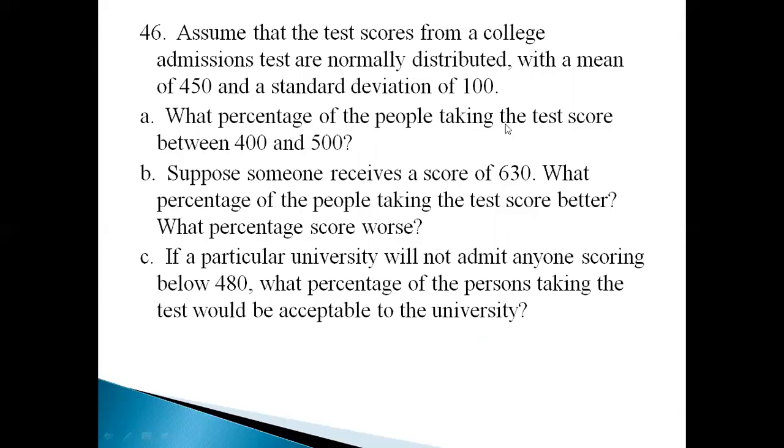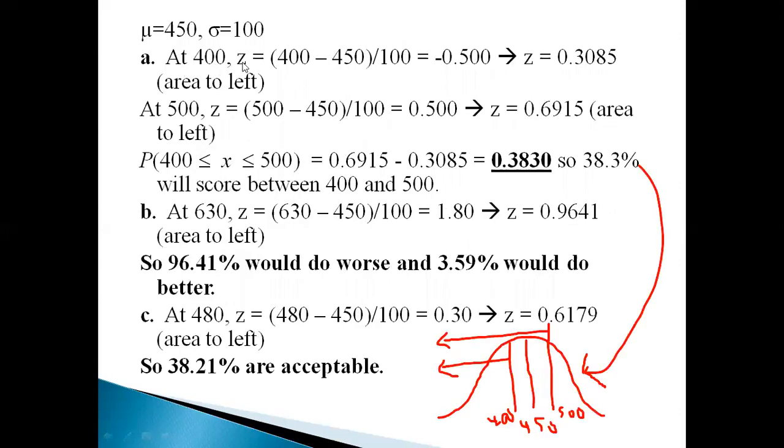So what we're going to do first is between 400 and 500, mu is 450, and sigma is 100. So we plug that into z. 400 minus 450 divided by 100 is a negative 0.5. Well, actually that's not a probability, that's the z. And at 500, we plug that in, we get 0.5. So that's the z here. And then the z will give us a probability of 0.6915.